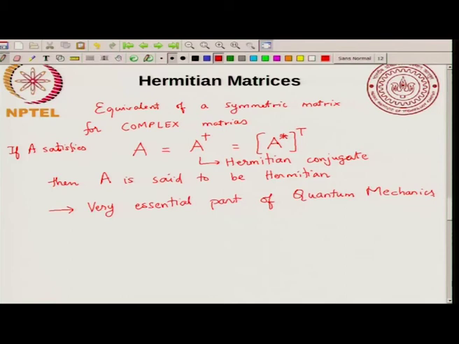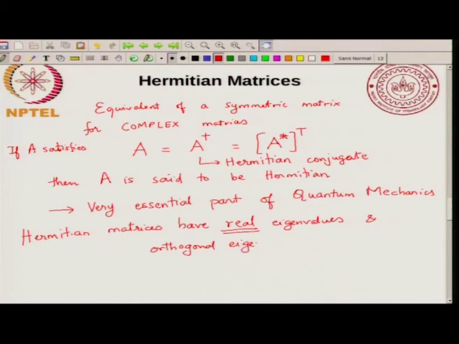Okay. There are some nice properties of Hermitian matrices. Hermitian matrices have real eigenvalues and orthogonal eigenvectors. So, if you take any two eigenvectors for two different eigenvalues, they will be orthogonal to each other, and eigenvalues of a Hermitian matrix are strictly real, they cannot be complex. In fact, this is part of the foundations of quantum mechanics, where you invoke the Hermitian property for all operators that correspond to real observables.